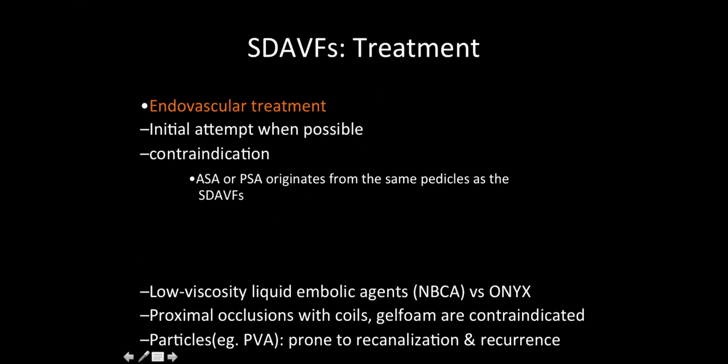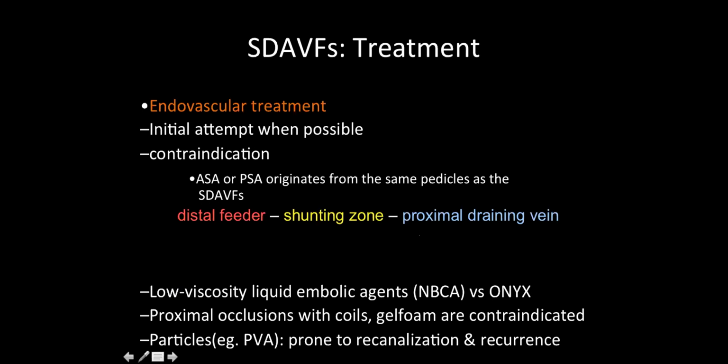The only established contraindication is, like I said, the anterior spinal or posterior spinal artery originating from the same pedicle as the spinal dural AV shunt, because it will not give us a safety margin to push our embolic material. The objective is to occlude the distal feeder, to occlude the shunt zone, as well as occlude the proximal draining vein.